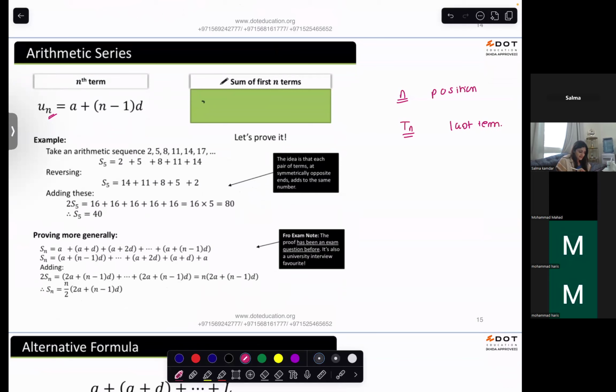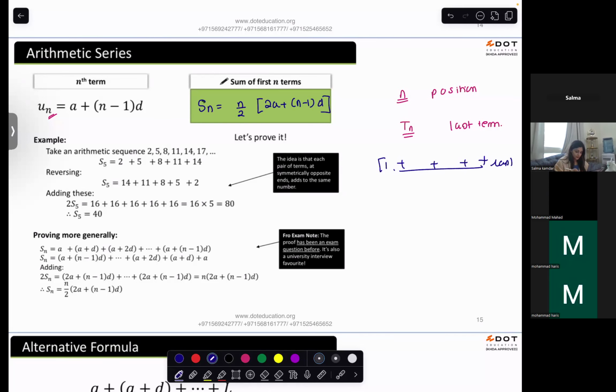If I want to find the sum of the first n terms, that means from the first term to the last term, I want to find the sum of all the terms. What would the formula be? Half n into 2a plus n minus 1d. I hope you know how to prove it. Yes. We can write. You tell me? Yes, no, not right now.